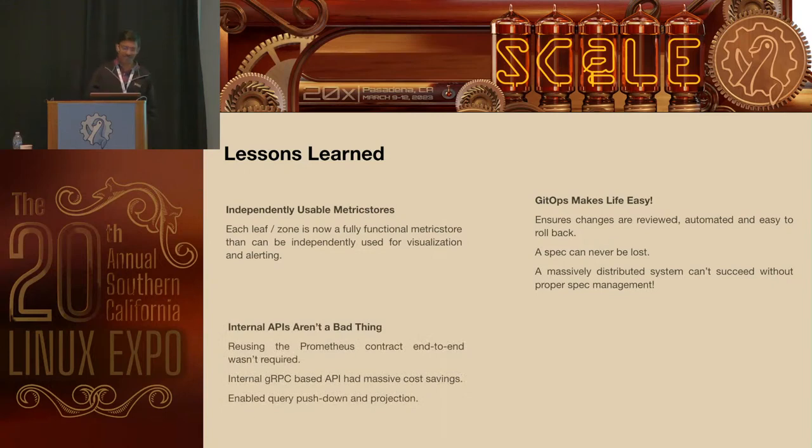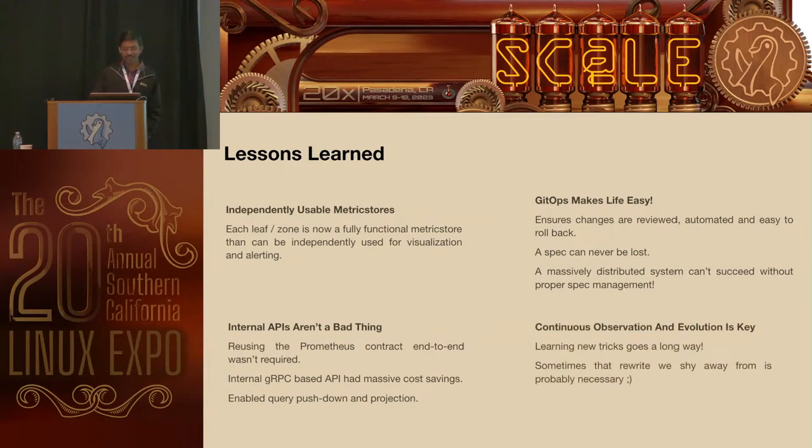Internal APIs aren't a bad thing. Like I mentioned, when we moved to the gRPC API, the cost was massive. The initial mindset that we had was always to stick to remote read and remote write between everything. By moving to this model, it also enabled us to do query pushdown and projection. So the wins were definitely worth coming up with an internal contract that made sense for the product that we were building.